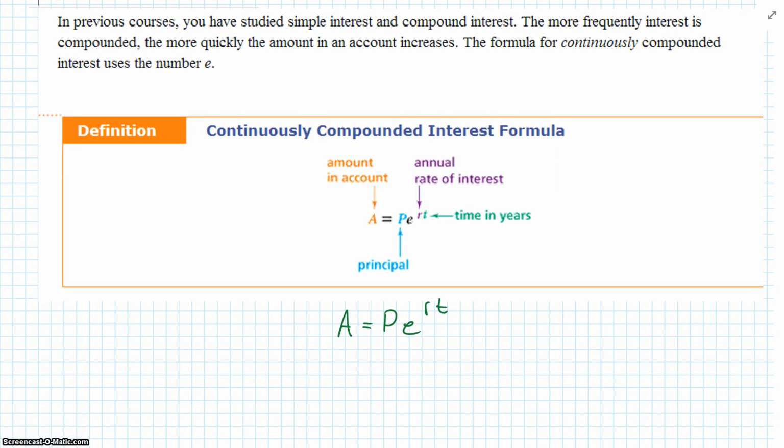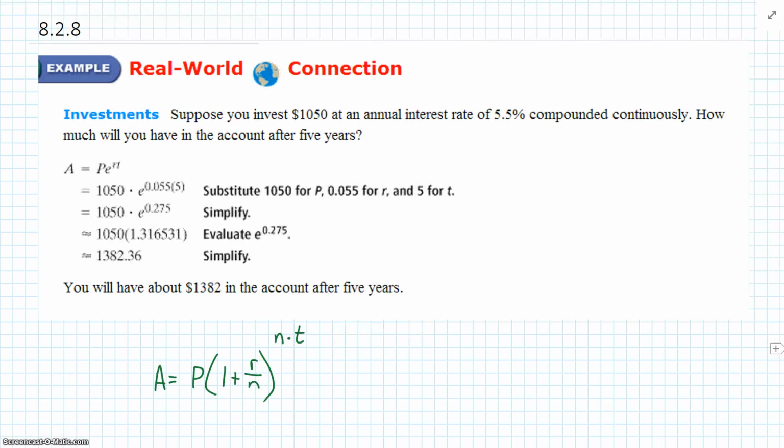So in previous courses, we probably studied simple interest and compound interest. Well, the more frequently the interest is compounded, the more quickly the amount in the account increases. So when you see the word continuously, we have a formula for continuously compounded interest. It's going to be A equals Pe to the rt: the amount in the account equals the principal times e raised to the rate times time. So A equals Pert. Let's see if we can evaluate that for a second.